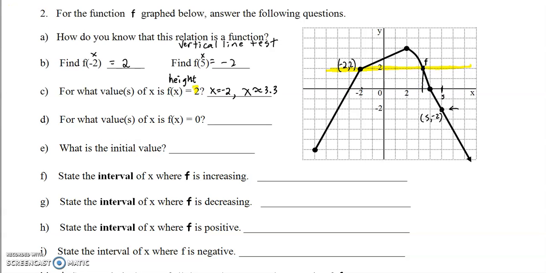And then the same kind of deal, question D is saying when is the height equal to 0? And that would be where the roller coaster is breaking through the x-axis. And the two locations where that occurs is at x equals -3 and x equals +4.